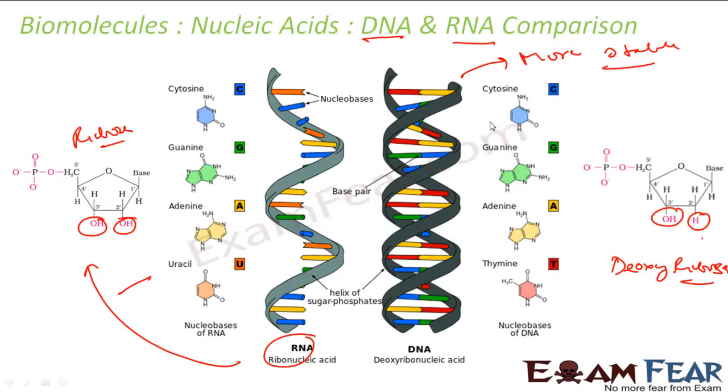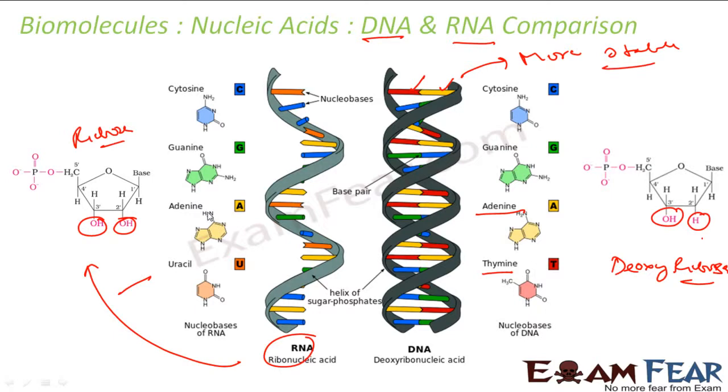So in DNA, we have AT bonding. If you see, adenine is yellow, it bonds with red, which is thymine. But in RNA, we have AU bonding. That is, adenine pairs with uracil.